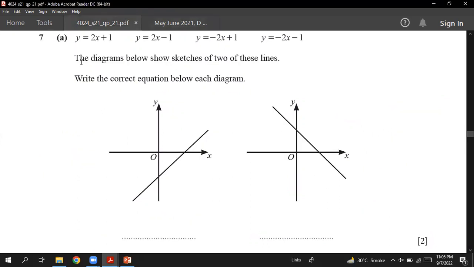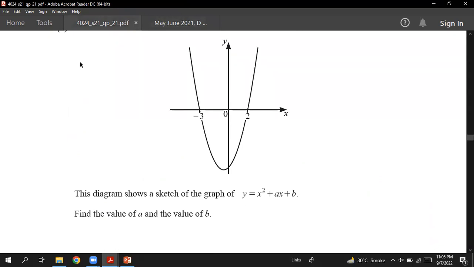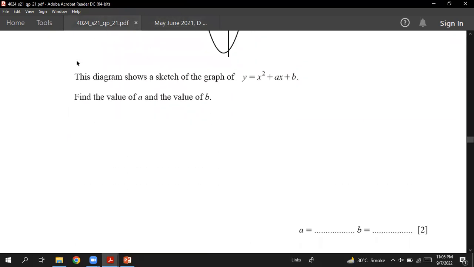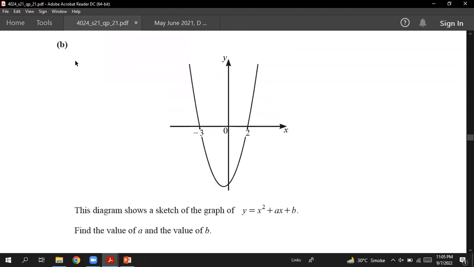Okay, so we are going to the next question. The next question is coming up on your screen. So this is question number 7, its B part. He says, the diagram shows a sketch of the graph of y = x² + ax + b. Find the values of a and b.